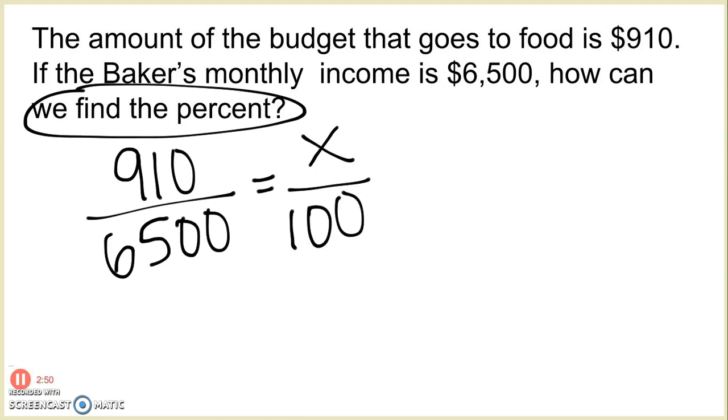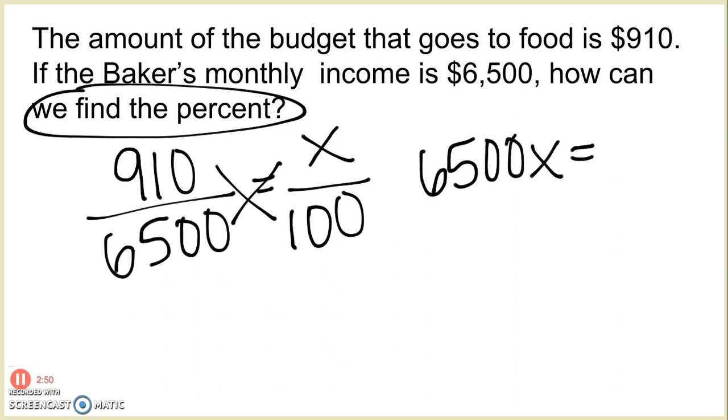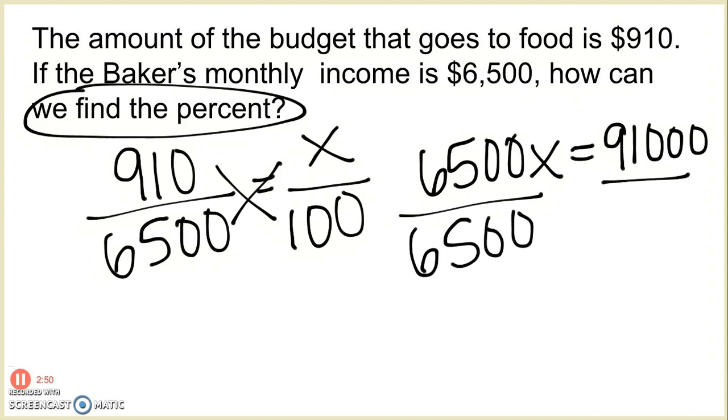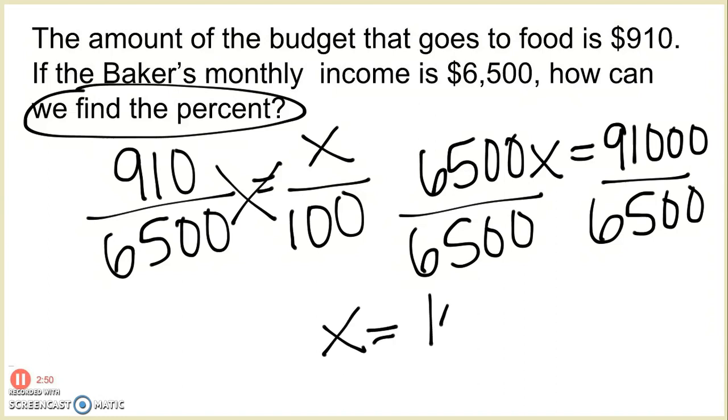Go ahead and cross multiply. When you cross multiply, you should get 6,500x equals 91,000. Then we're going to go ahead and divide by 6,500 on both sides. And we should get x equals 14%. So, under the food and percent of the budget, we should write 14% on the table.